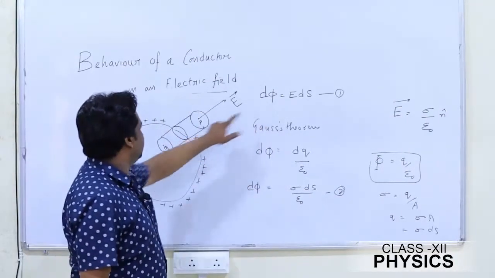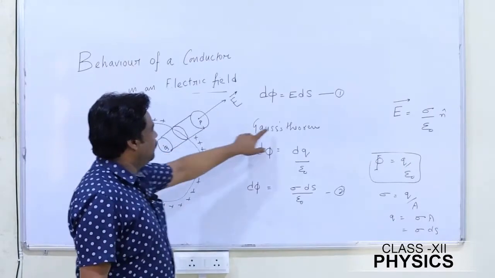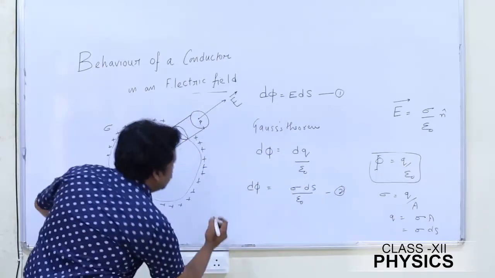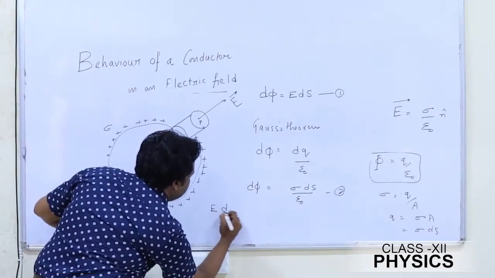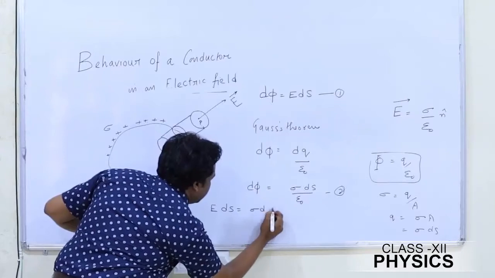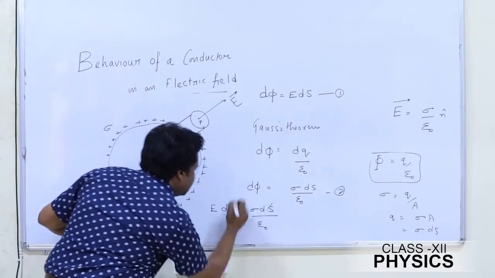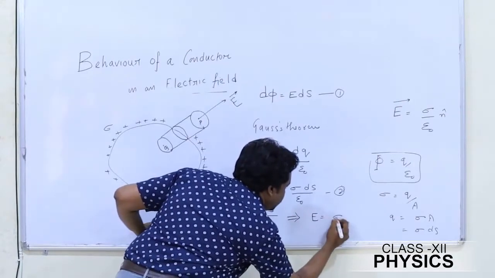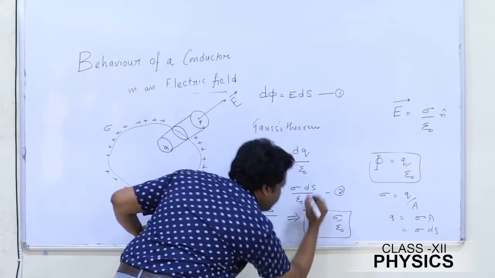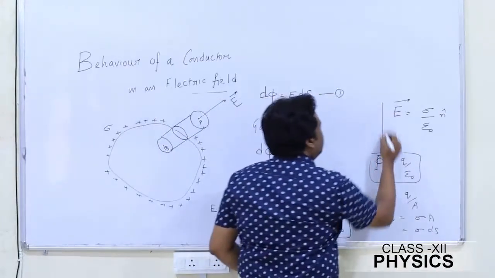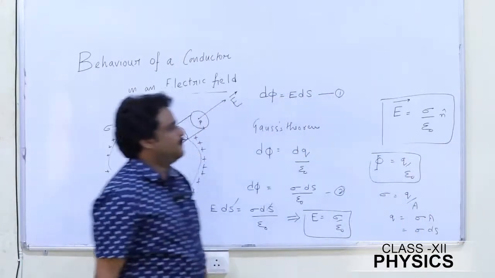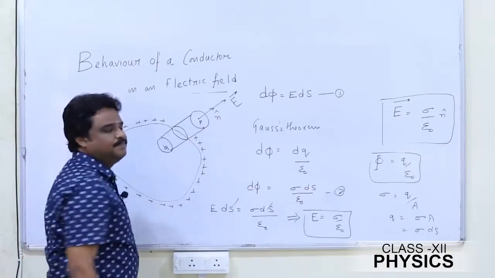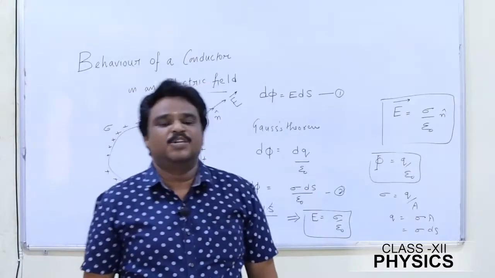One I am getting from the concept of electric flux, and one I am getting from Gauss theorem. Since the LHS are equal, I can equate the two. So what I get is E ds is equal to sigma ds by epsilon naught. Ds cancels, so this implies E is equal to sigma by epsilon naught. If I write in vector notation, it will be E vector is equal to sigma by epsilon naught n cap, and n cap is the outward drawn normal.